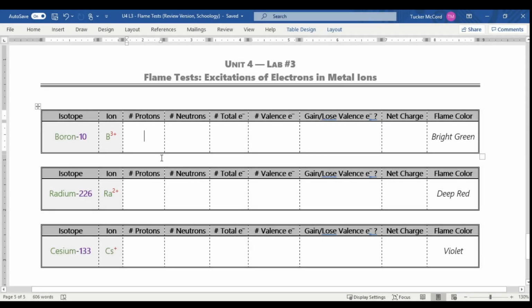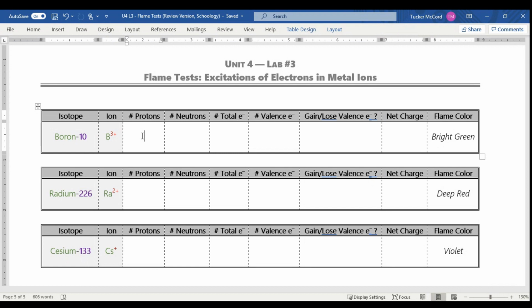All right, this is Mr. McCord's ICP class, Unit 4, Lab number 3, looking at flame tests. Now, what we do in the lab is going to be a little bit different than what we do physically, on paper or digitally, to figure out what these different chemicals are made of, what their valence electrons are like, what they turn into as cations or anions to have their valence electrons bump around and release light.